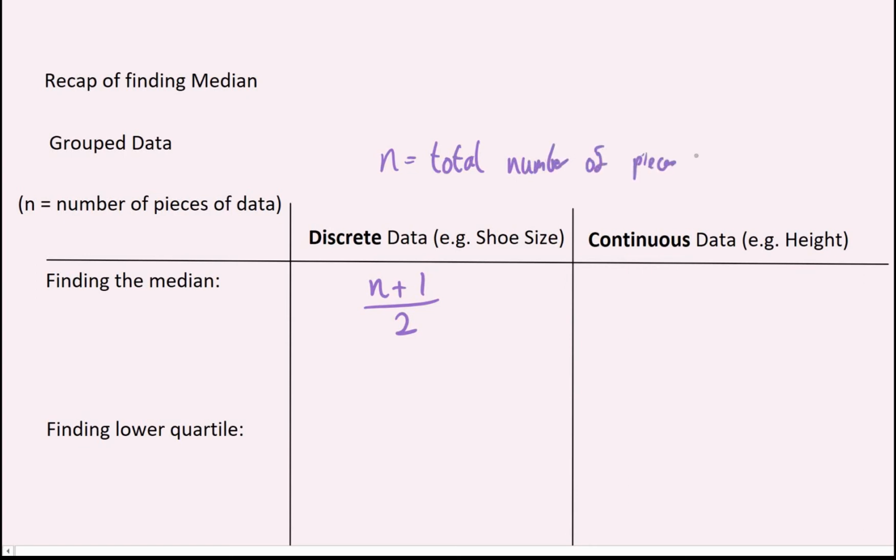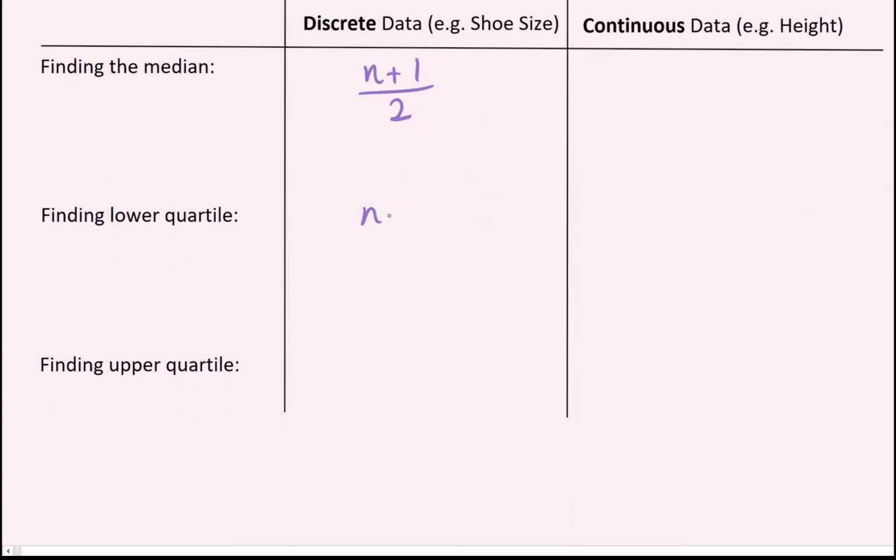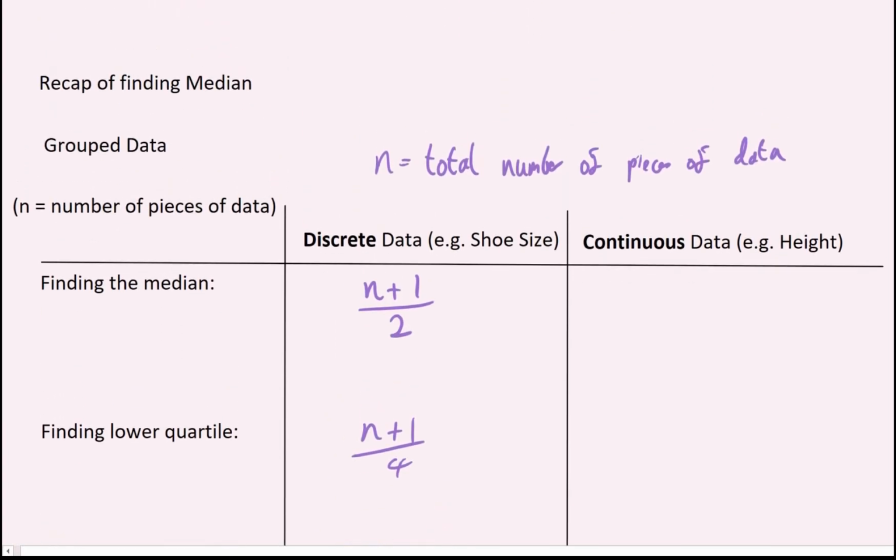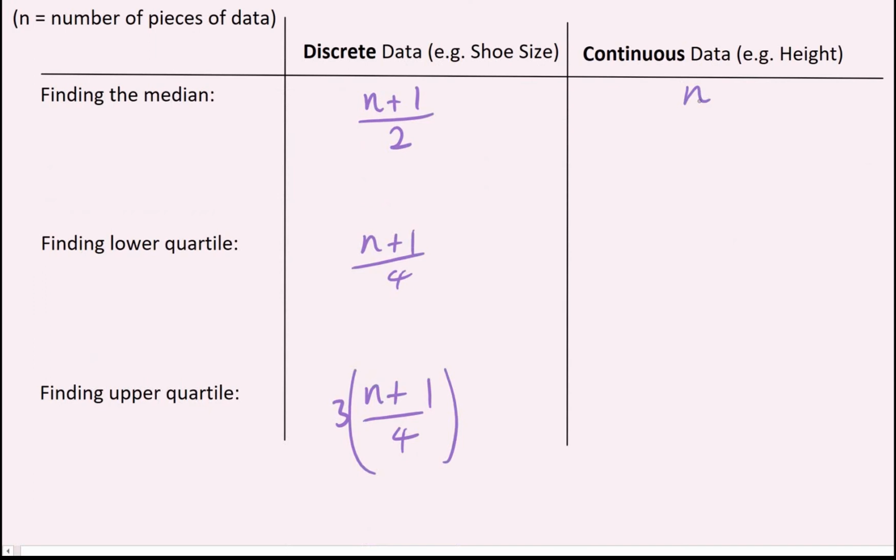And we do roughly the same thing for the lower quartile and upper quartile. So lower quartile, you do n plus 1 over 4. Upper quartile, you do n plus 1 over 4, and then times it all by 3, because it's 3 lots of the lower quartile basically. Continuous data is a bit more straightforward. All you do is just ignore the plus 1. As far as I'm aware, there's no real reason for this. It's just some of the quirks you deal with when dealing with discrete and continuous data. And if you don't remember it, it means all your answers are going to be slightly wrong when you work things out.